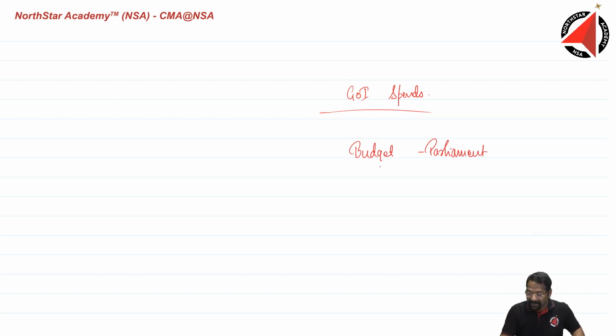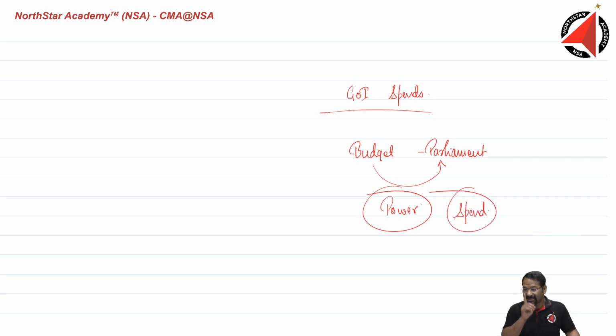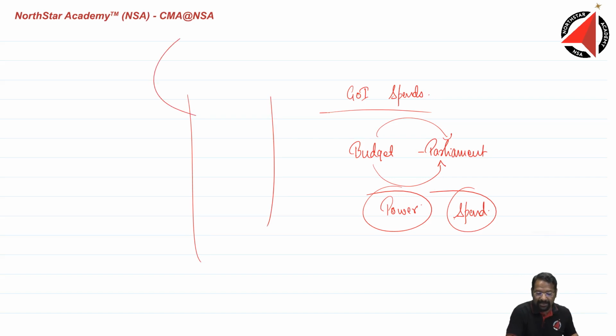Only when the budget is presented in the parliament for each activity does the government get the power to spend that money. Without presenting a particular item in the budget in the parliament, the government cannot spend that money. Even if they have to make the biggest statue in the world, they cannot make it without presenting it in the parliament, because it's not government's money, it's public money.